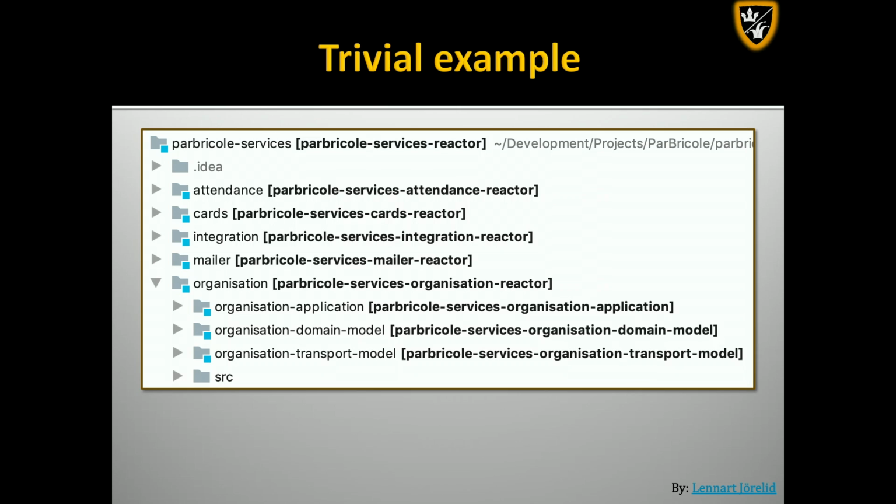I'll take a trivial example of how to structure this. Here we've got a service reactor with a few software components, one of which is the organization for a society here in town. The organization software component contains three projects: a domain model, which interacts with the database, a transport model, which is what you send out over the wire, and the application, which is the microservice. The domain model and the transport model are written in Kotlin, just like this. And of course, I can show you, this is open source.